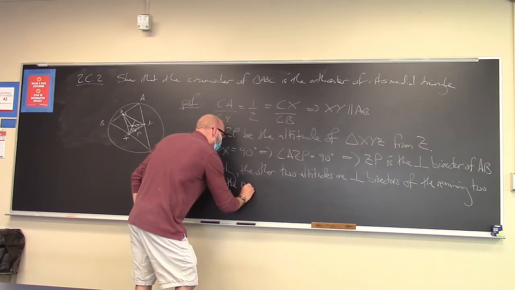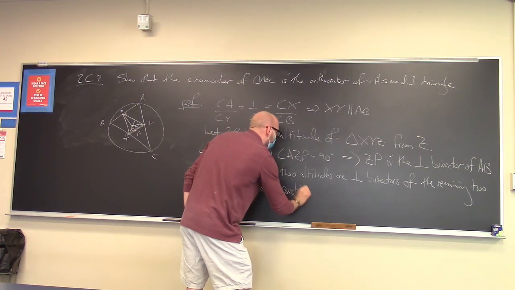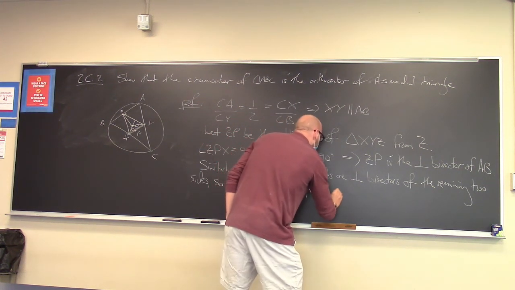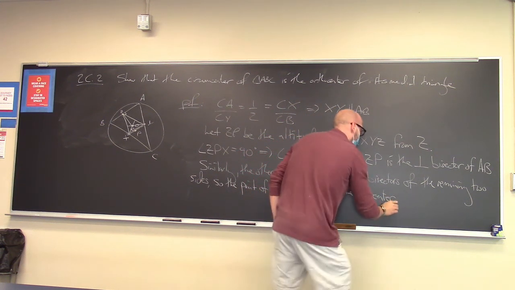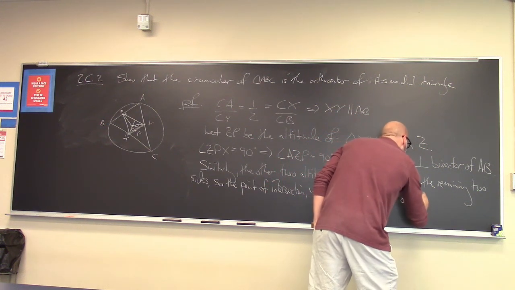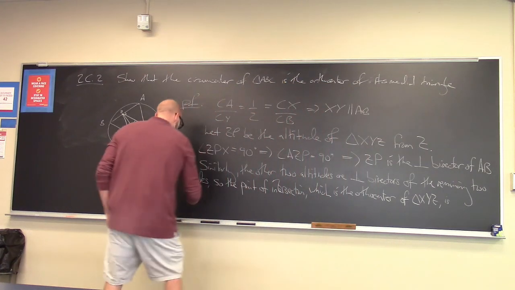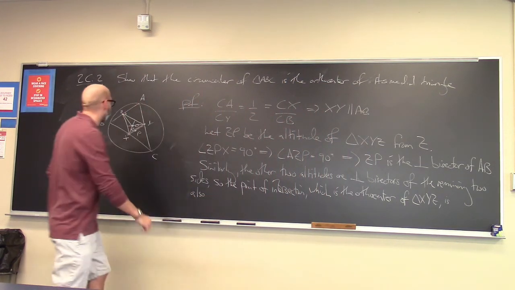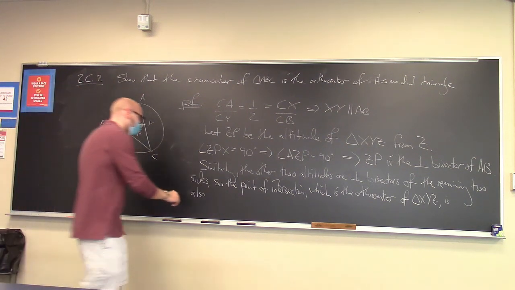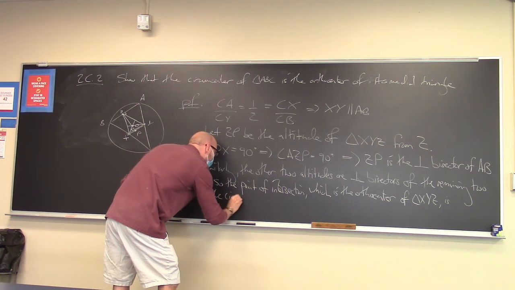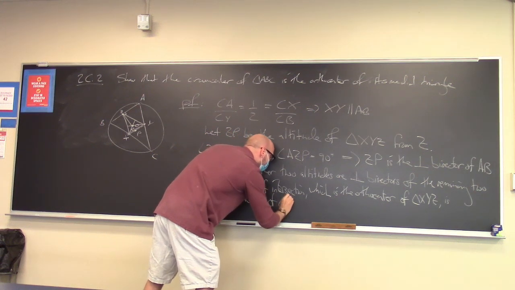So their point of intersection, which is the orthocenter of XYZ, is also, being that they're perpendicular bisectors of the sides of ABC, also O, the circumcenter of ABC.